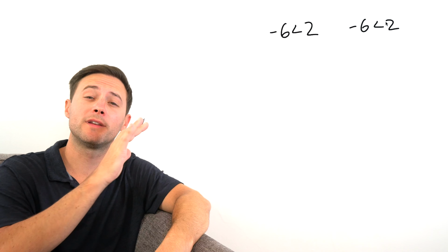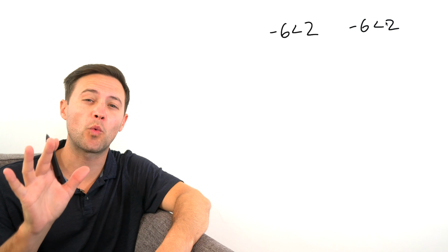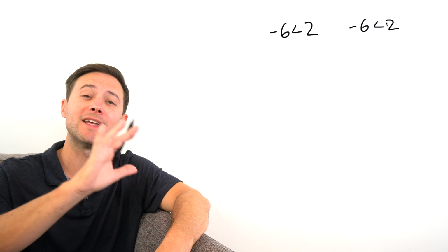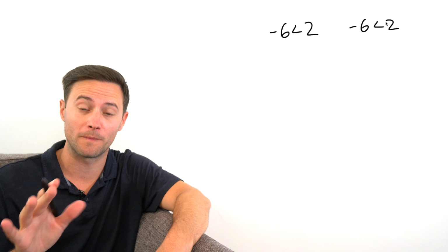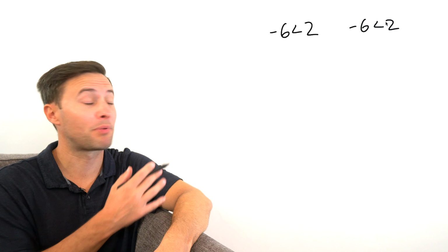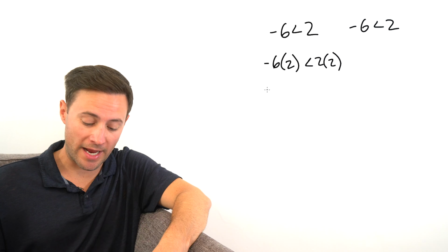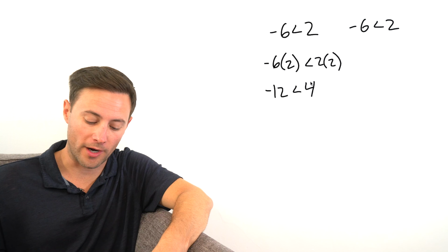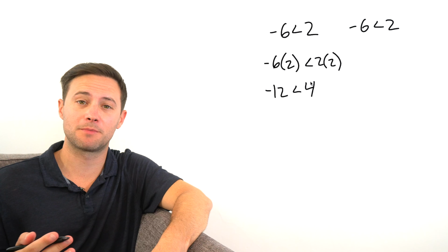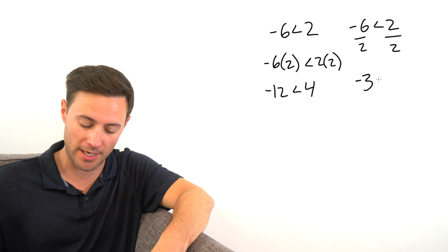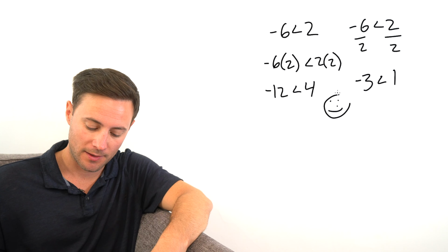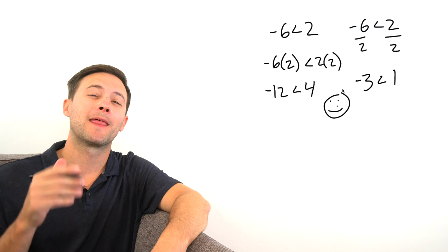So just like we did with addition or subtraction, here's a quick way that you can check to see if what you're doing on an inequality is going to keep the inequality true. So -6 is less than 2, that's true. But what happens if I multiply both sides by 2? Well, I would get -12 is less than 4. That's still true, so that's great. What happens if we divide both sides by 2? That would give me -3 is less than 1. That's still true as well. So we're happy so far.